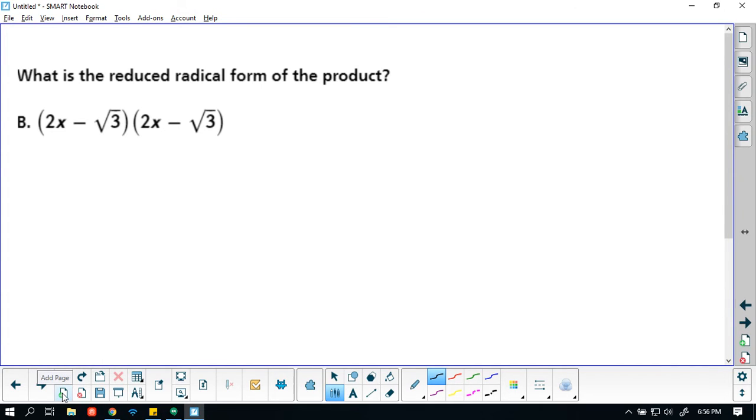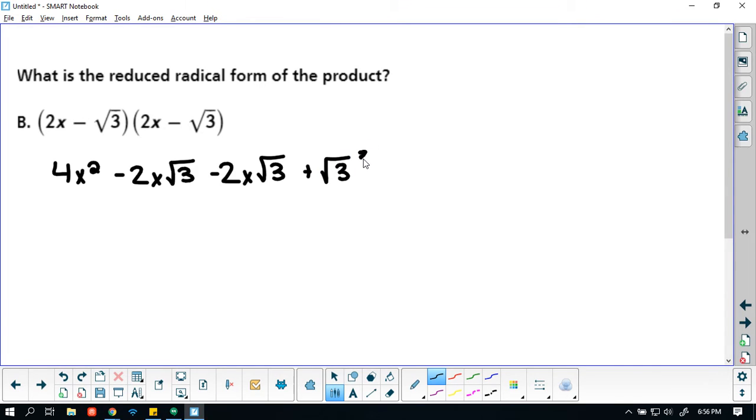This one is 2 binomials being multiplied together, so I'm going to use basically FOIL. So we have 4x squared. What is that? 2x. So we're going to do minus 2x root 3, minus 2x root 3. And then negative times a negative gives me a positive root 3 squared. I don't know why it took me so long to write that too. Okay, looking at this, I cannot simplify that anymore.